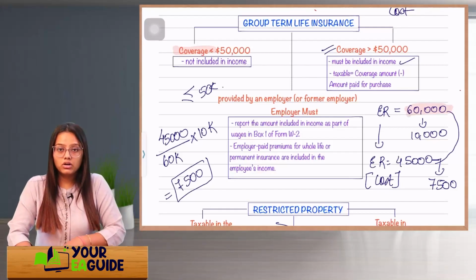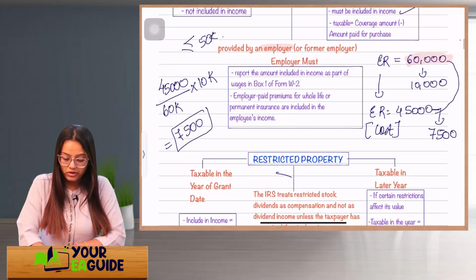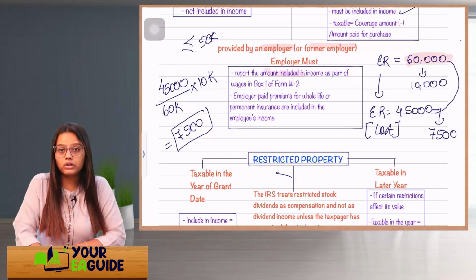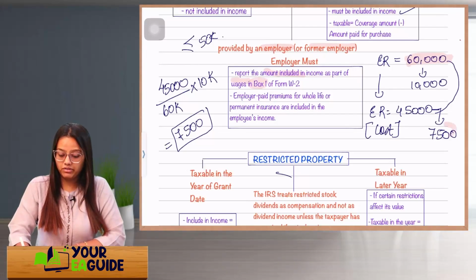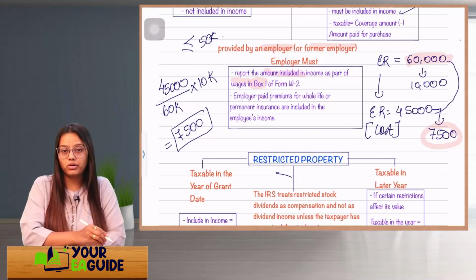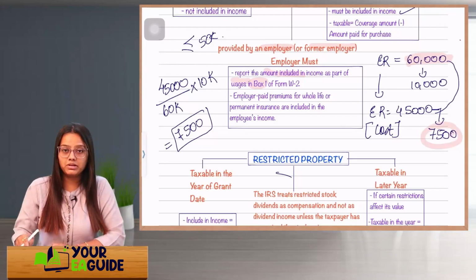Okay. So here, one thing: if it is provided by the employer or the former employer, the employer must report the amount included in the income as a part of wages. In Box 1, you will include whatever cost you are making taxable to the employee. It needs to be included in the W2. Why Box 1? Based on that, federal income tax will be considered.